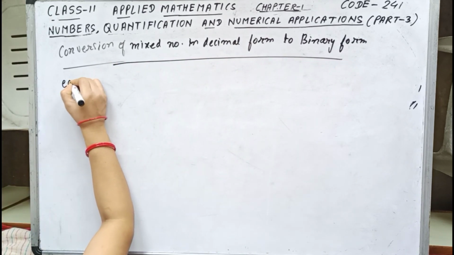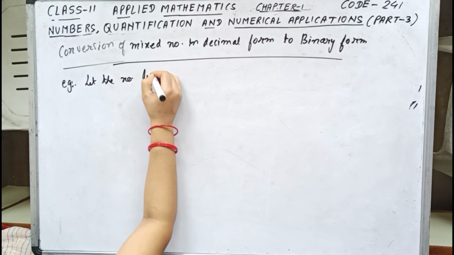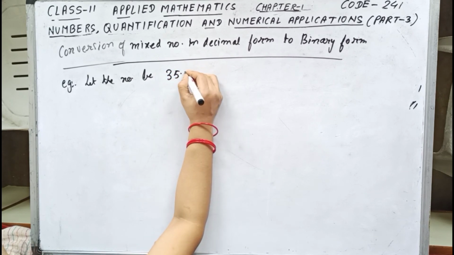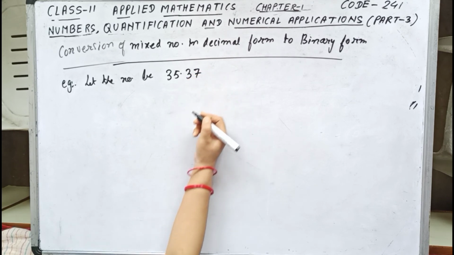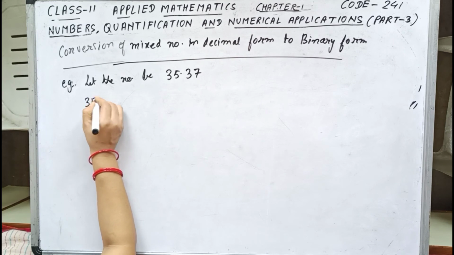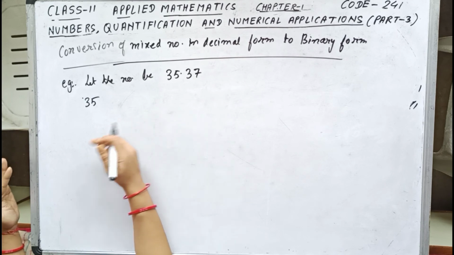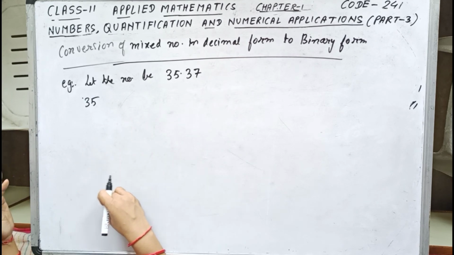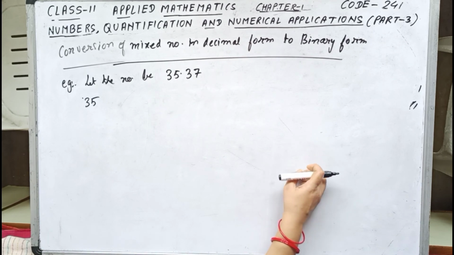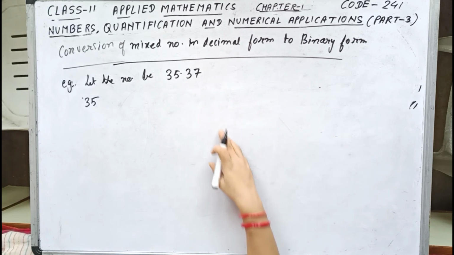So for example, let the number be 35.37, suppose. Now this I have to convert to binary form. So first I will be converting this integral part, that is 35. To convert the whole number, that is the integral part, we will be dividing by 2, and writing from bottom to top. Over there I forgot to tell about top to bottom. Very sorry, I had to tell the top to bottom. I will be again saying for this decimal.